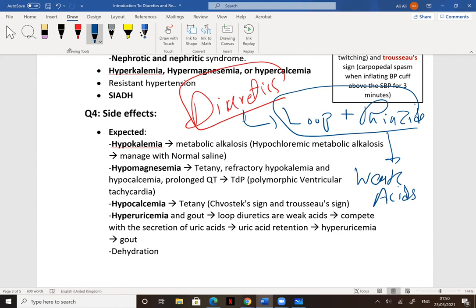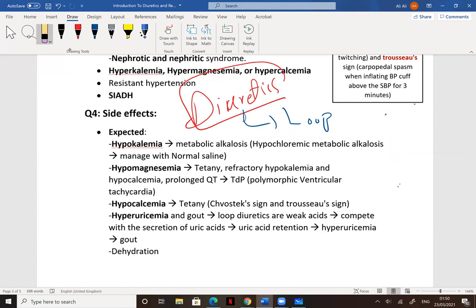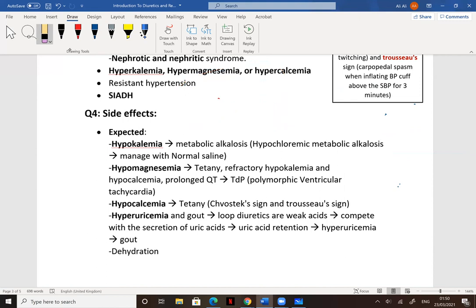Why? Because they compete with the secretion of uric acid, and therefore uric acid is retained, meaning it stays inside the body, so it gives me hyperuricemia and may give me gout. It might not lead to gout, but of course it causes hyperuricemia. As we said, thiazide and loop diuretics are weak acids, so they give hyperuricemia. Like aspirin in low doses, as we explained in the aspirin lecture, it also gives hyperuricemia because aspirin is a weak acid.